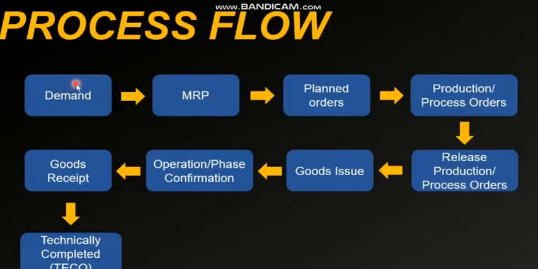So once the demand has been created, and the demand can be a sales order, it can be a safety stock, or it can be a planned independent requirement or the forecast based planning on that particular finished product. Once the demand has been created, the next step is basically to run MRP.